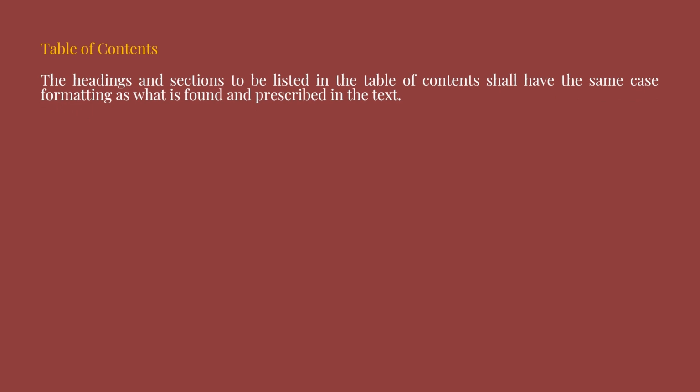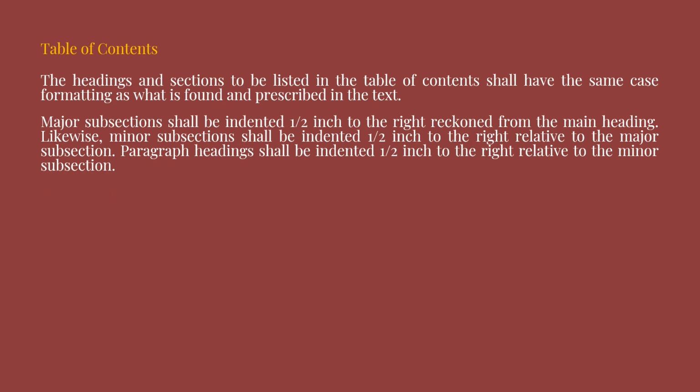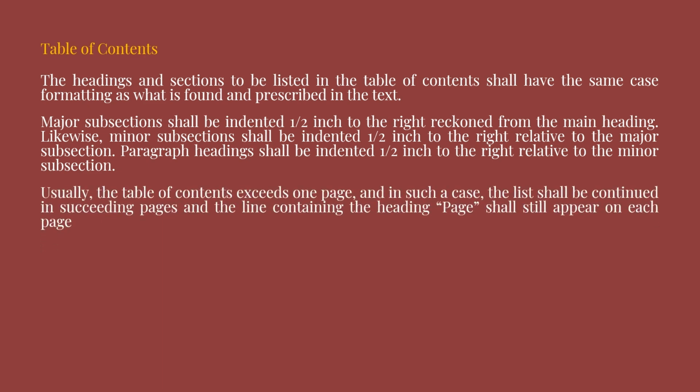Also, the headings and sections to be listed in the table of contents shall have the same case formatting as what is found and prescribed in the text. Major subsections shall be indented 1/2 inch to the right, reckoned from the main heading. Likewise, minor subsections shall be indented 1/2 inch to the right relative to the major subsection. Paragraph headings shall be indented 1/2 inch to the right relative to the minor subsection. Usually, the table of contents exceeds 1 page, and in such case, the list shall be continued in succeeding pages, and the line containing the heading page shall still appear on each page.